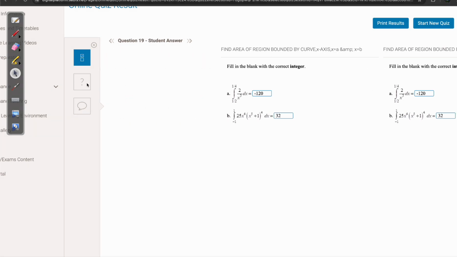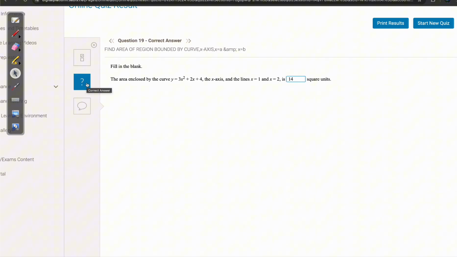Number 19, second last question of today. The area enclosed by the curve 3x squared plus 2x plus 4, the x-axis and the lines x is equal to 1 and x is equal to 2 is 14 square units. So now let's try and find the root of 3x squared plus 2x plus 4. Actually, you don't need to, since they said they want it in between the lines x is 1 and x is 2. Just from 1 to 2, integrate the function 3x squared plus 2x plus 4, and you will get 14.